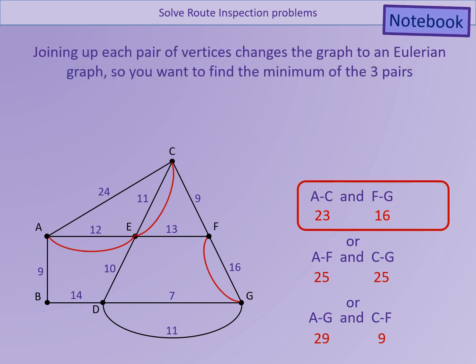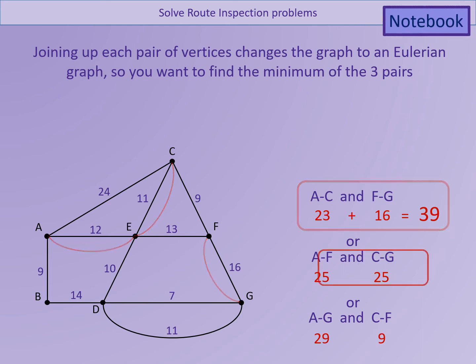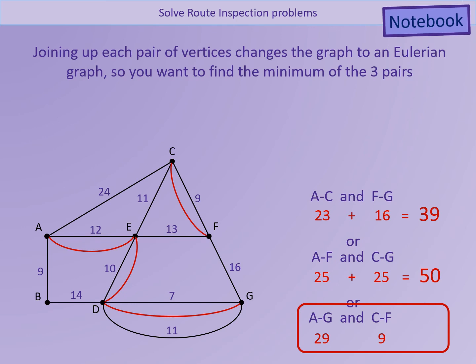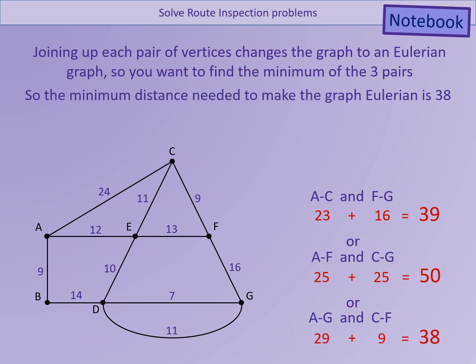So A to C and F to G gives us a total of 39 and would involve repeating those 3 edges there. A to F and C to G would give us a combined total of 50 and would involve repeating 4 edges. And A to G and C to F would give a combined total of 38 and would involve repeating those 4 edges there. You need to write down all of these sums as part of your solution. So the shortest of these 3 is 38.